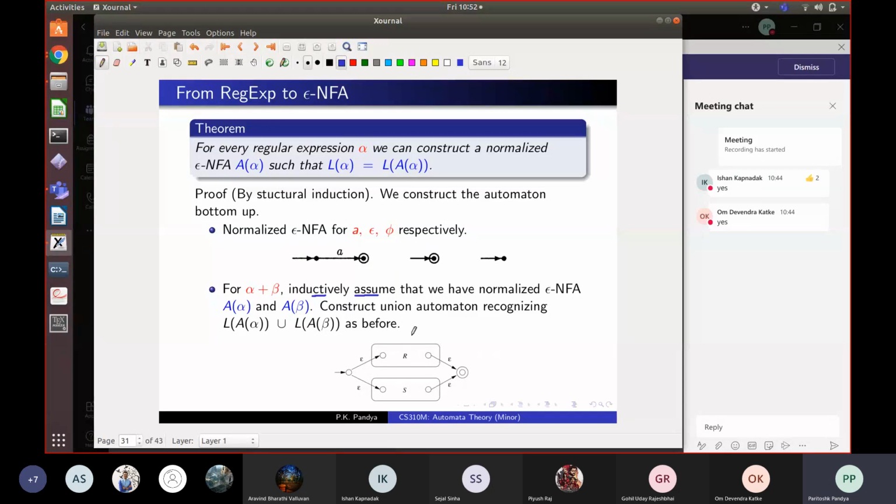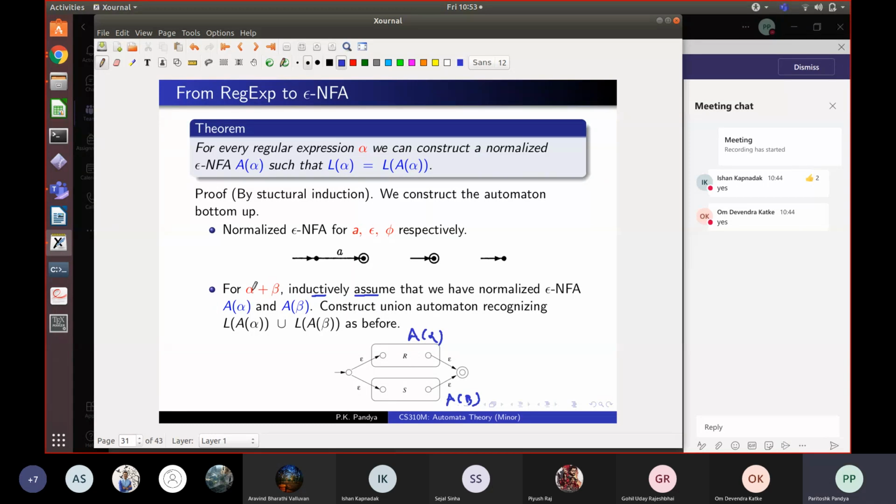This is the automaton for A of alpha. This is the automaton for A of beta. And we assume that they are in normalized form, because we inductively assume we have normalized automata for A of alpha and A of beta. We construct this normalized automaton for alpha plus beta. And it's obvious, we've showed that this recognizes the union of those 2 languages. So it will recognize the language of alpha plus beta. Nothing to it, right?